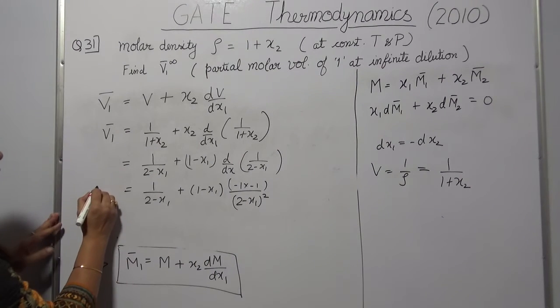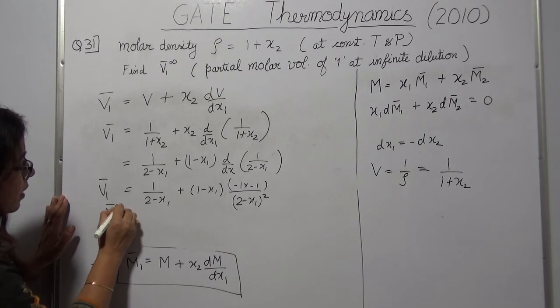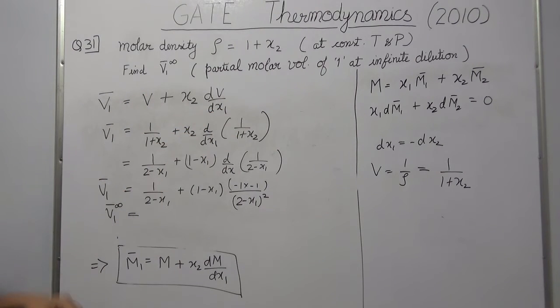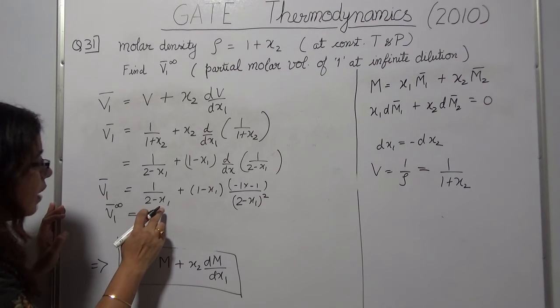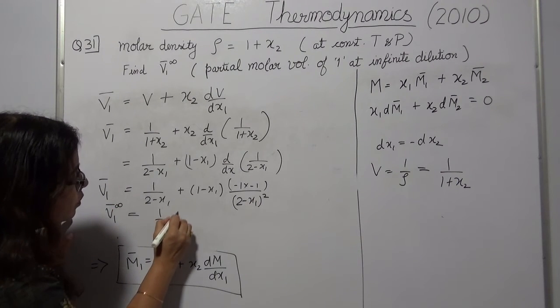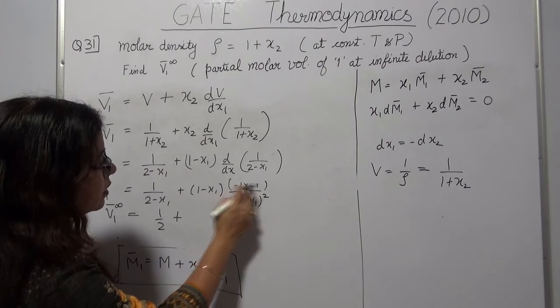Now in this form you have to find out V1 bar infinity, that is the partial molar volume at infinite dilution. So I am not going to solve it further. I will just directly put over here my value of x1 tends to 0. So it will be 1 by 2 plus 1 minus 0 is 1. This will become 1.